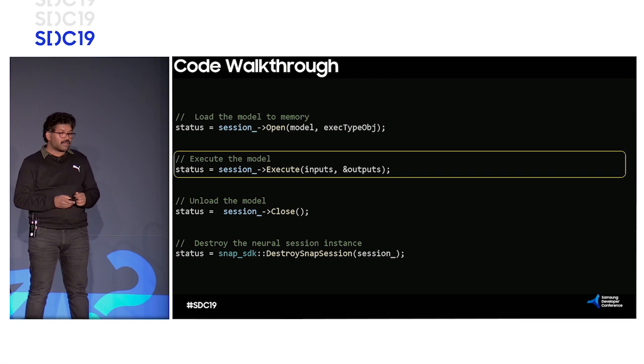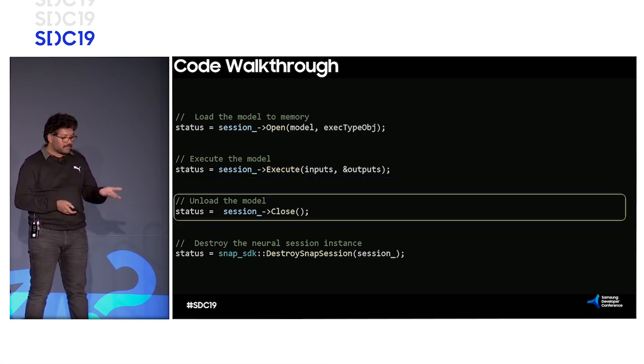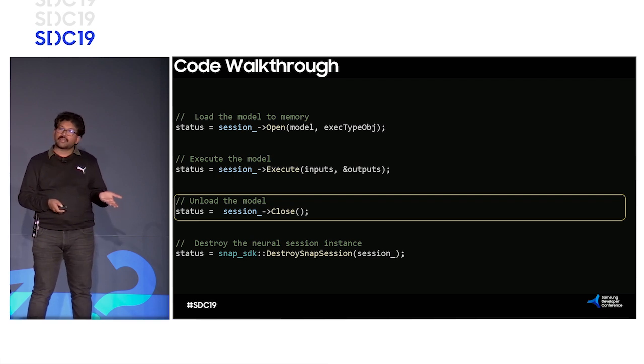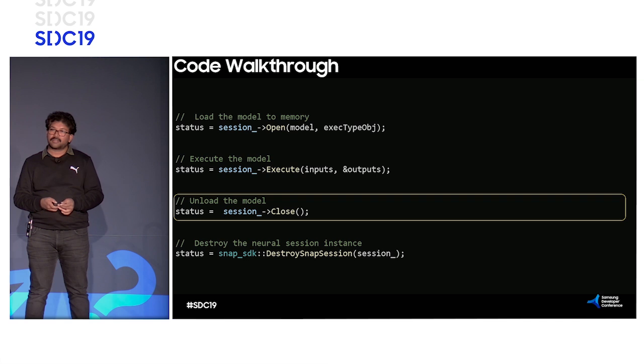Once preparation is done, just pass to the execution. In the execute call, this is the most critical. You get the required output and the selected output, and after that, you do post-processing. Then you can close your model using close and destroying snap session.